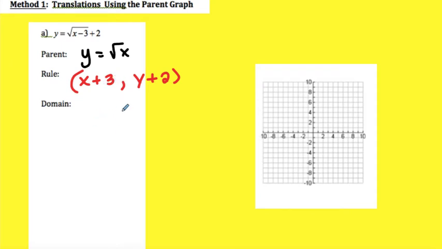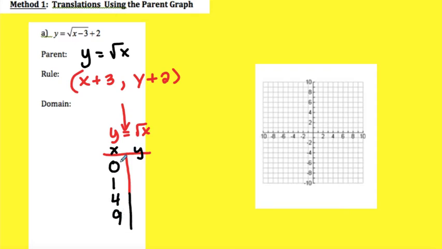All right, so if I want to use a translation, we are going to take our parent function, y equals the square root of x, and we are going to put in the points that we talked about in class today. Those points were all perfect squares starting at 0. So we plugged in 0, 1, 4, and 9. And the output on the parent graph of those were 0, 1, square root of 4 was 2, and the square root of 9 was 3.